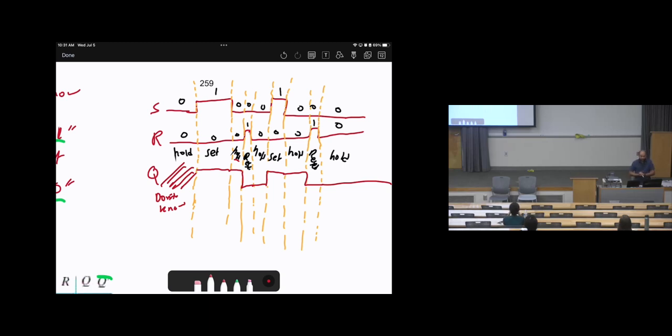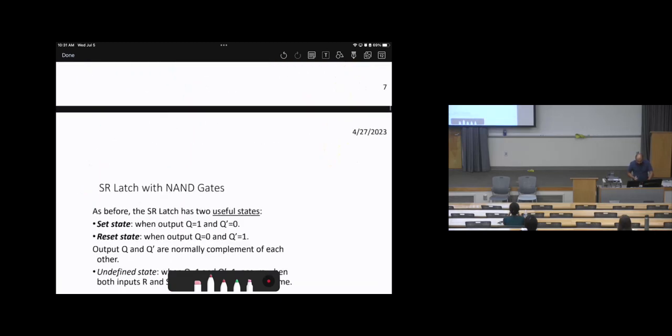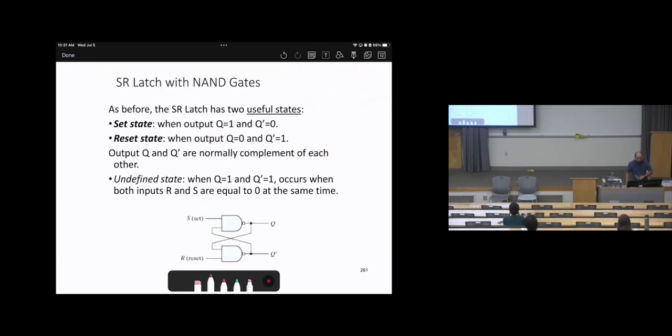Okay. Any question? How about the other type of SR latch, which is with NAND gates? How can we deal with this problem? With NAND gates, deal with this as active low.